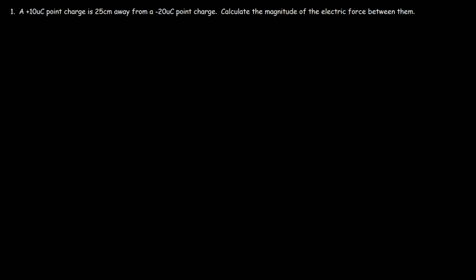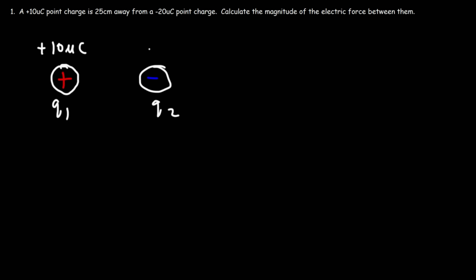Let's start with this one. A 10 microcoulomb point charge is 25 centimeters away from a negative 20 microcoulomb point charge. Calculate the magnitude of the electric force between them. So let's begin by drawing a picture. So we have two charges. One is positive, the other is negative. We'll call this Q1 and Q2. So Q1 has a magnitude of positive 10 microcoulombs. Q2 has a magnitude of negative 20 microcoulombs. And the distance between the two charges is 25 centimeters.